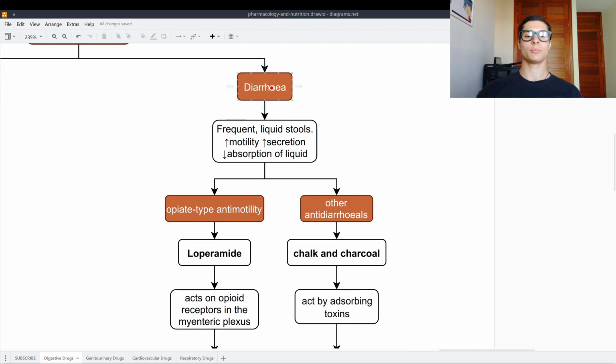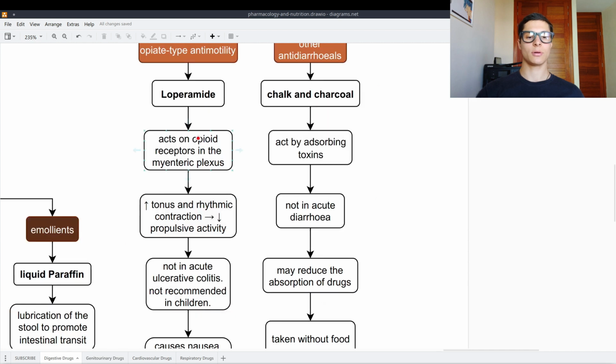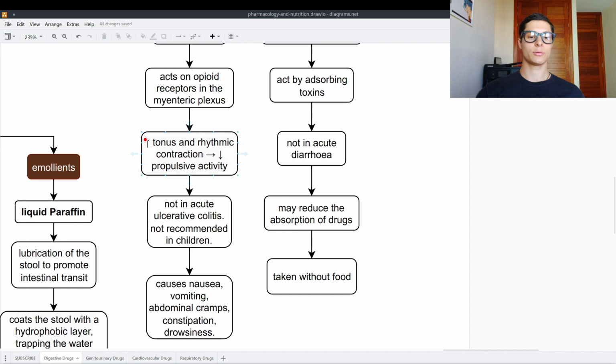And last but not least, we have diarrhea. Frequent liquid stools, when there is a lot of motility, a lot of secretion, and a lower absorption of liquid. Here the main one is an opiate type antimotility drug, loperamide. It acts on opiate receptors in the myenteric plexus. It increases the tonus and the rhythmic contractions, decreasing the propulsive activity.